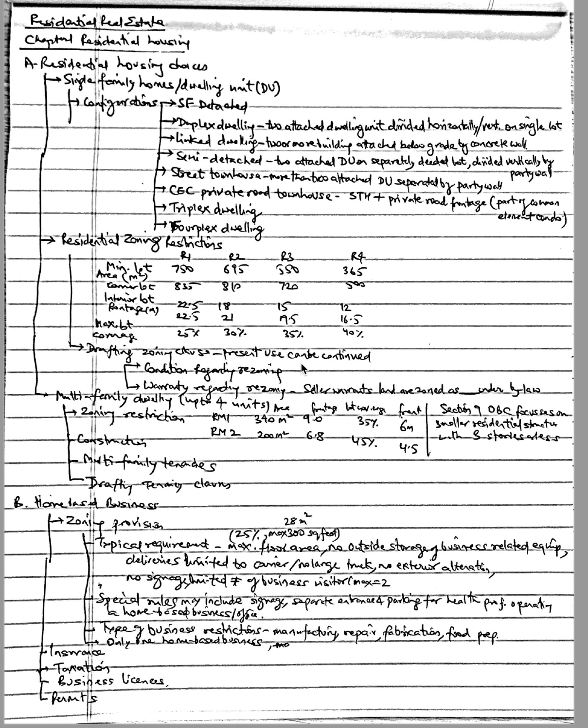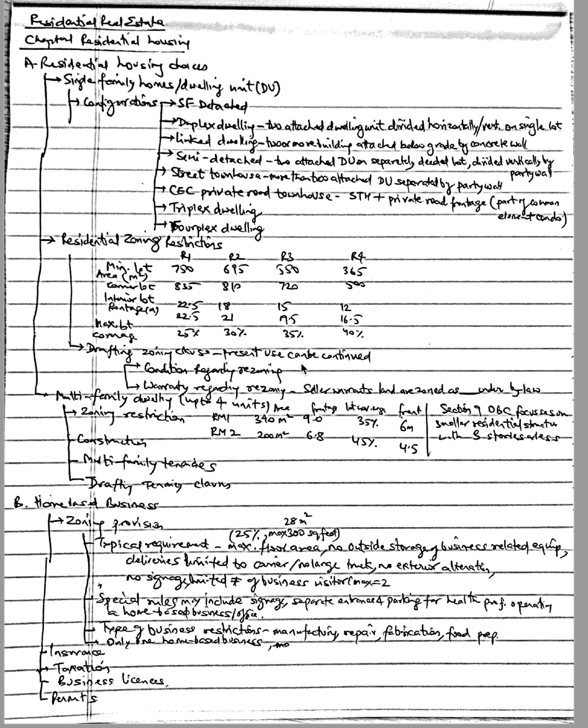A private road townhouse is a street townhouse involving one or more than two attached dwelling units that are divided vertically. However, this townhouse has frontage on a private road. That's the difference between a street townhouse and a private road townhouse.